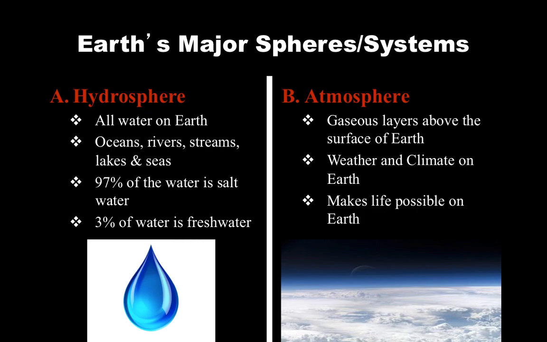Then we have our atmosphere. The atmosphere is the body of air that surrounds our planet. So this is where all weather and climate takes place, or mostly all weather takes place. And without our atmosphere, life on Earth would not be possible.